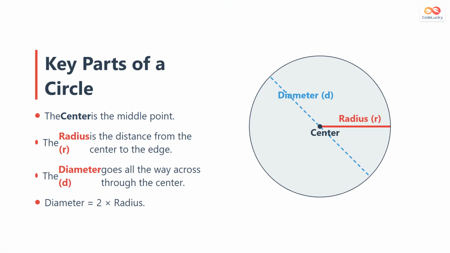Before we calculate area, let's identify the important parts of a circle. The center is the middle point. The radius, represented by the letter r, is the distance from the center to the edge. The diameter, represented by d, is the total distance across the circle through the center. Remember, the diameter is always twice the length of the radius.